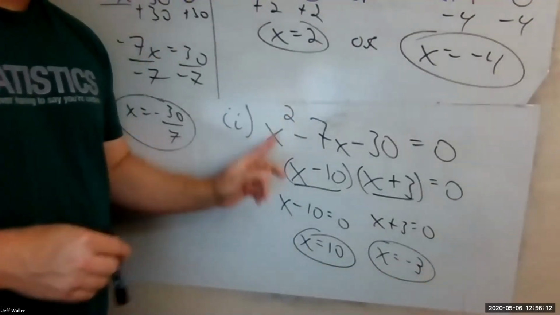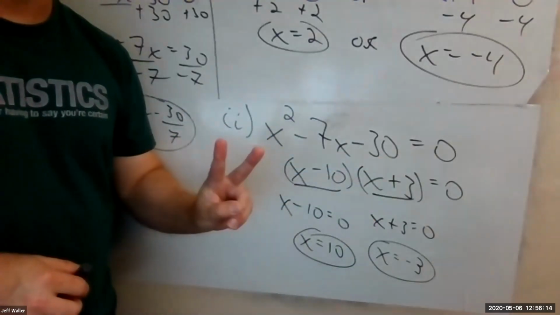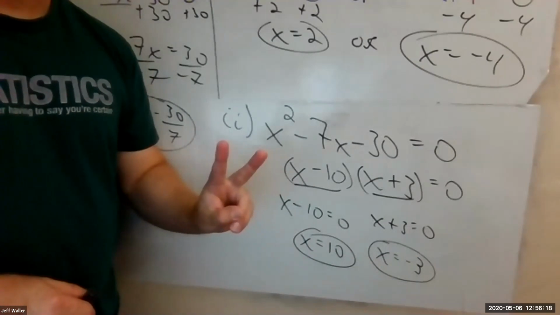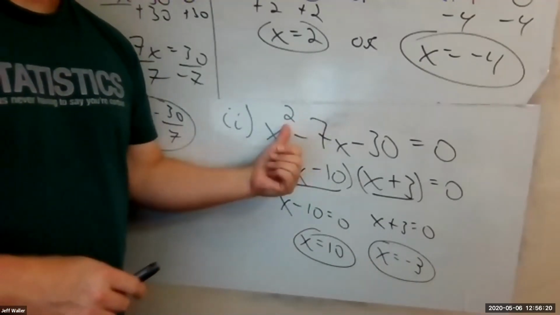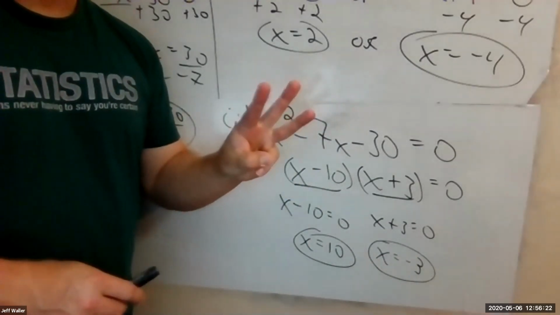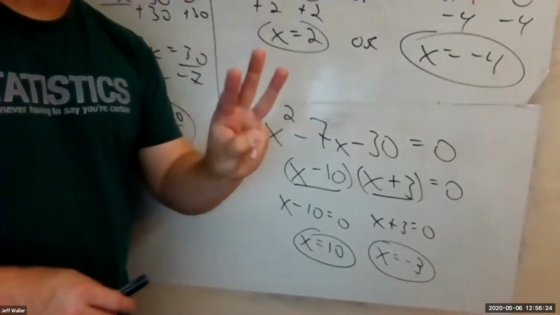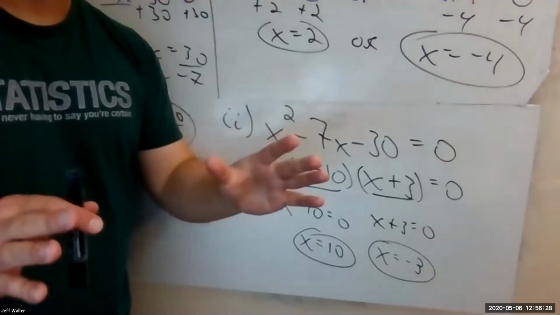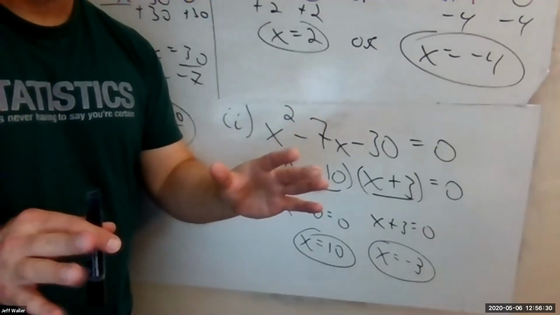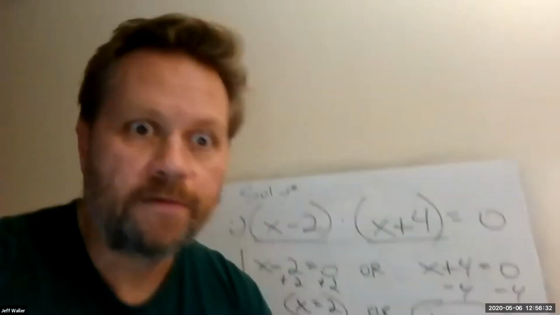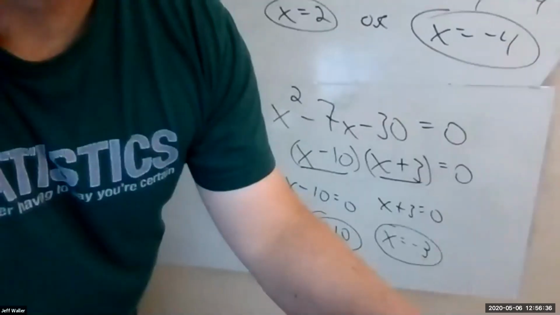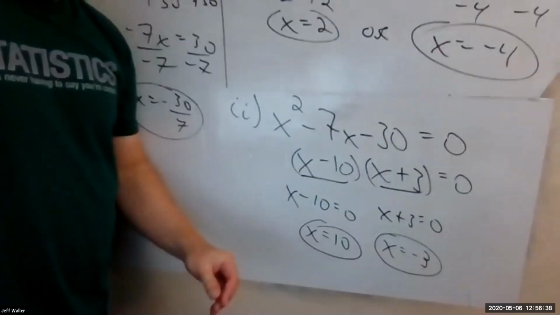What's the highest power in this problem? How many answers did I get? 2. If the highest power was 3, the most answers I can get would be 3. If the highest power was 8, I would expect to get 8 answers total, right? Some answers might not be real, but they're there. All right.